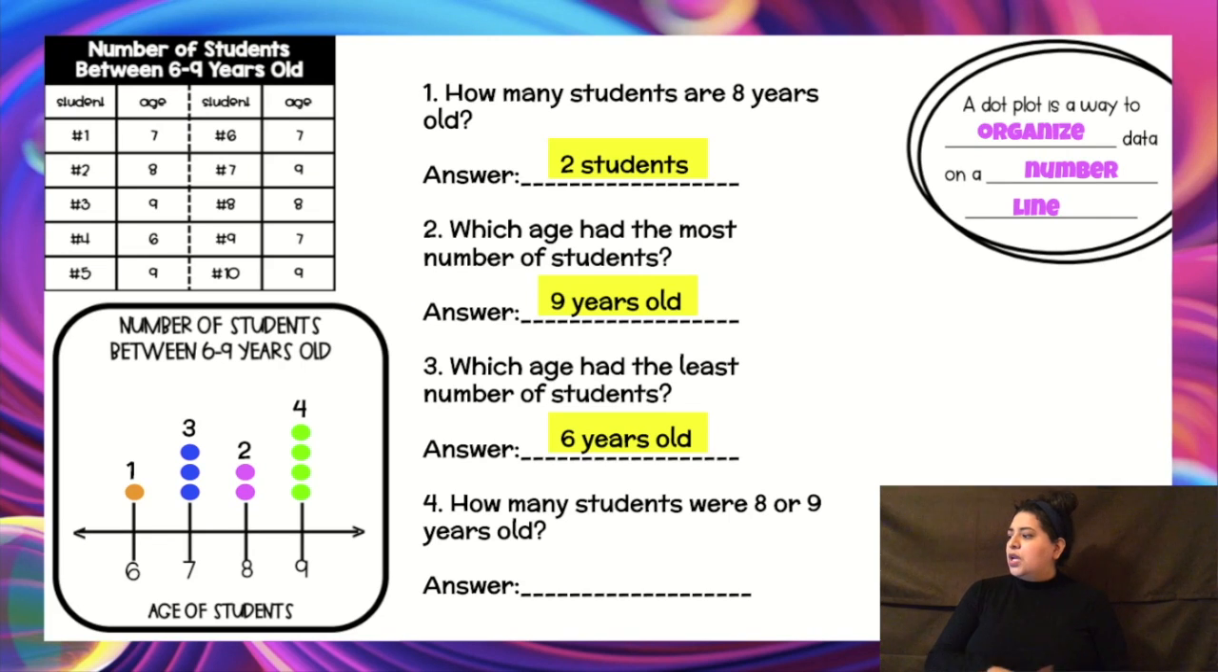Number 4. How many students were 8 or 9 years old? Okay, so that means we are going to have to take the age of 8 and the age of 9 and all the students that fell into that category. So really, we're just adding 4 and 2 because I have 4 kids for the age of 9 and 2 kids for the age of 8. And you should get a total of 6 students.